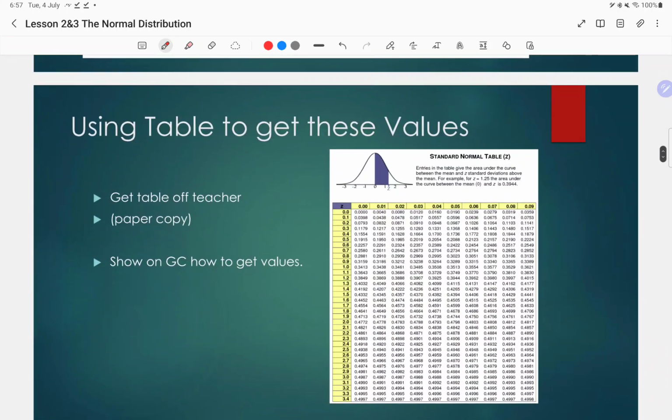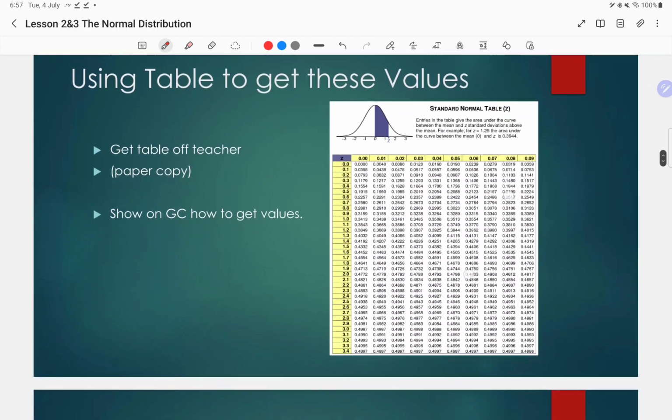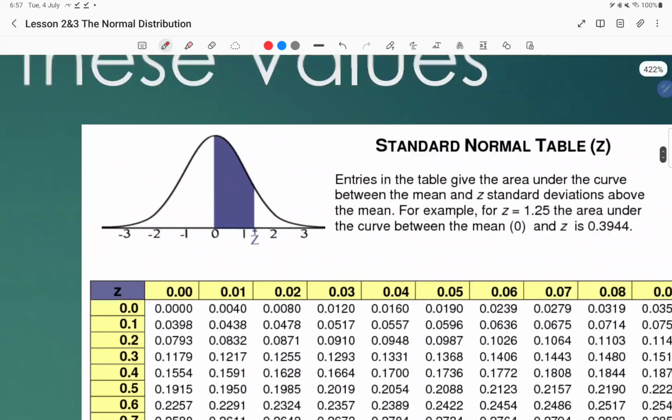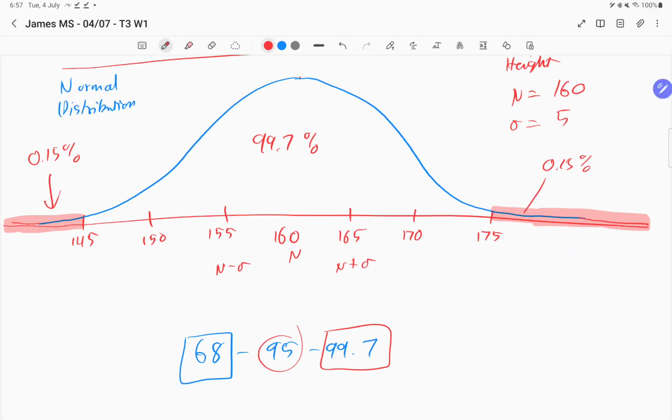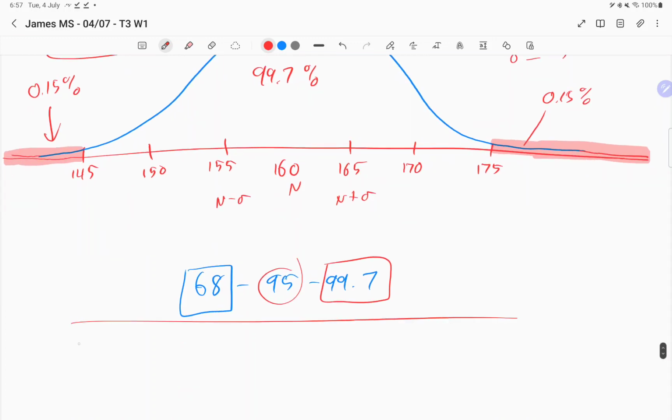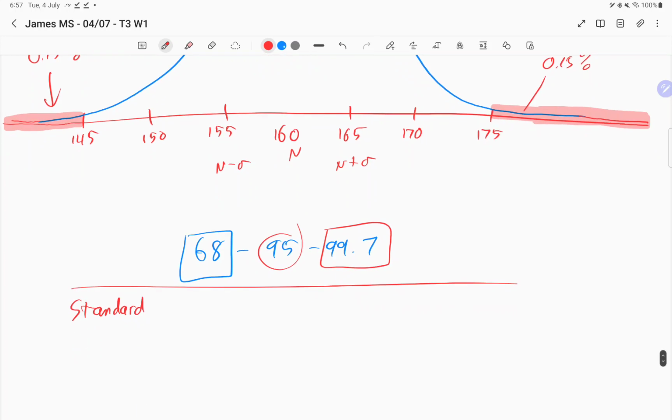Okay, now use table to get these values. Okay, let's see. So standard normal table. Okay, so let me introduce. So this is a normal distribution, right? The next concept is a little bit different. It is the standard normal. Okay, so the only word that's different is standard. It's still a normal distribution, but it is a standard one. So what is a standard normal distribution? Standard means that the mean is equal to 0 and the standard deviation equals 1.